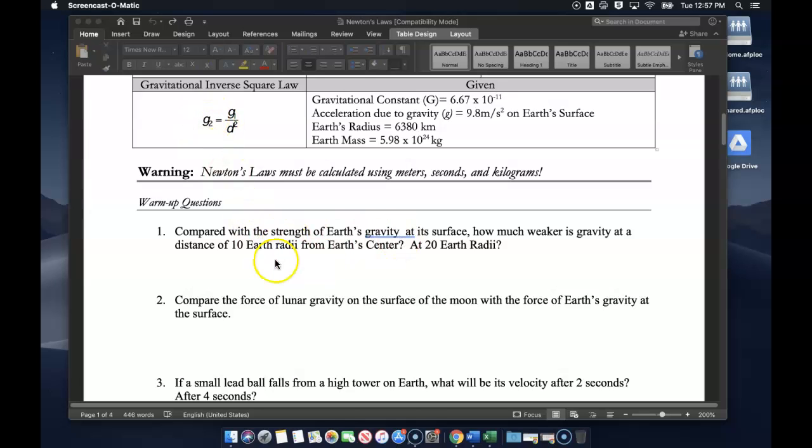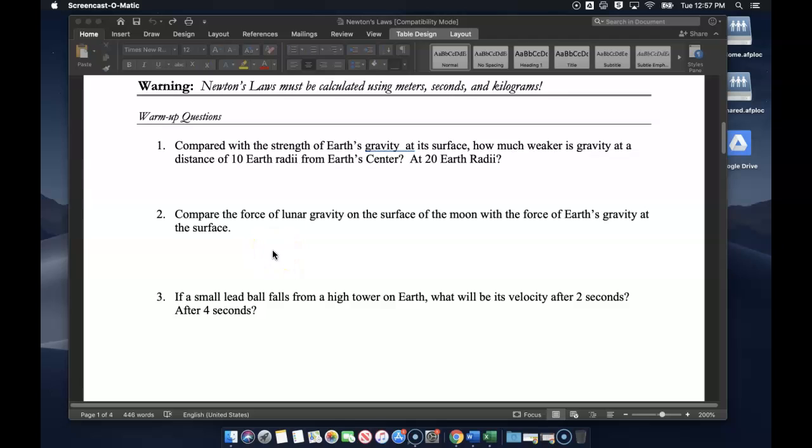So for example, this first one here, we would set it up as 1 over 10 squared. So your answer for G2 here would be equal to 1 over 10 squared, or 1 over 100. So at 10 Earth radii from Earth's center, we would have a value of 1/100th of the gravity that we would see at the Earth's surface. You try out this next one for 20 Earth radii.